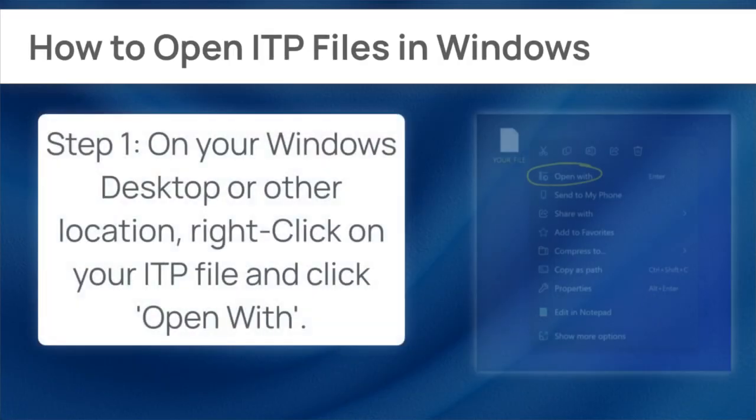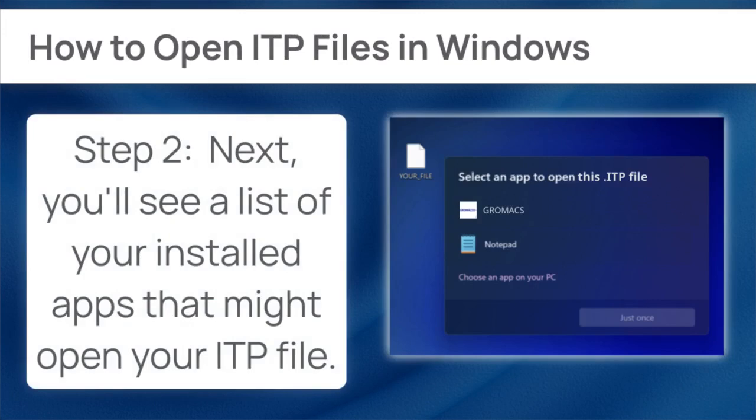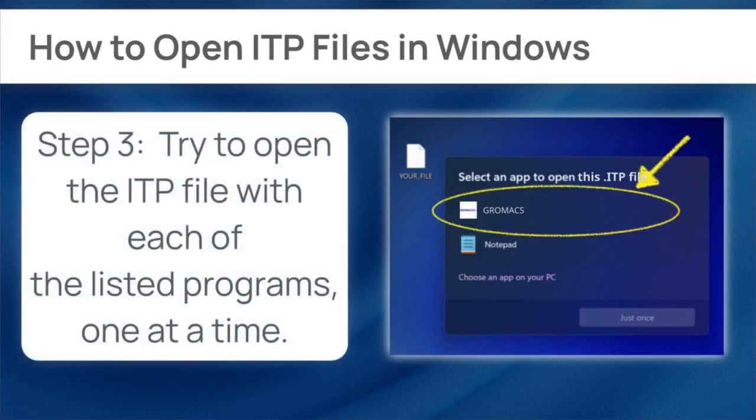To bypass the default application error, right-click the ITP file and choose Open With. Prioritize GROMACS if available. If absent, choose another application. We are searching for a viable decoder.